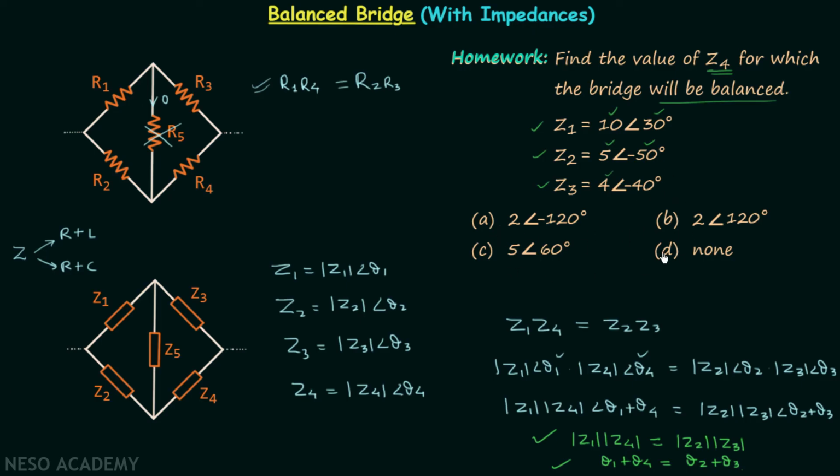There are 4 options, and most probably you won't be able to solve this problem. You will find the answer which is wrong. So in the next lecture we will solve this problem, but before that I advise you to solve it on your own. And whenever the balance condition is satisfied, the current through this branch is equal to 0, and in that scenario we will neglect the Z5 impedance. So this is all for this lecture. Remember the magnitude and the angle conditions.